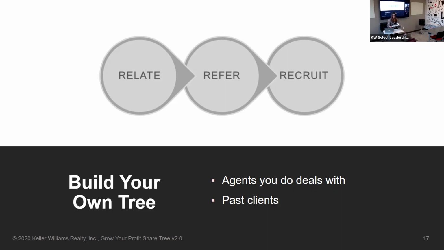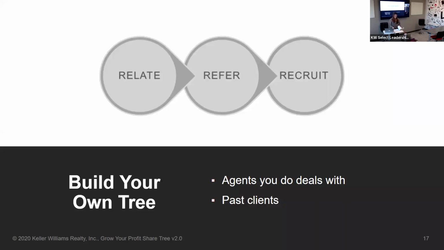So the best way to build your first level is by building relationships with other agents. Those can be other agents you've done deals with. They could be other agents that you've met at networking events. They could be other agents that you've just met randomly at open houses, coming through on showings, any of those types of things. You run into agents all the time that you can connect with.